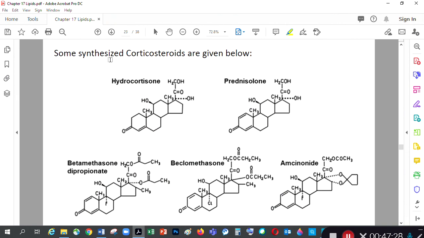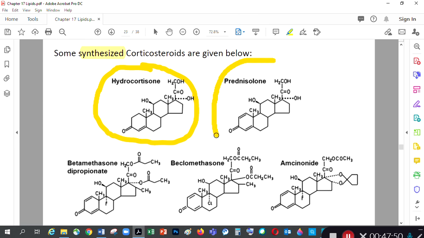And here are just some synthesized corticosteroids. Corticosteroids are manufactured, synthesized, and sold in the pharmacy, correct? And those are here. You can see hydrocortisone, prednisolone, and all those. These corticosteroids should really be used under the guidance and advice of a physician.